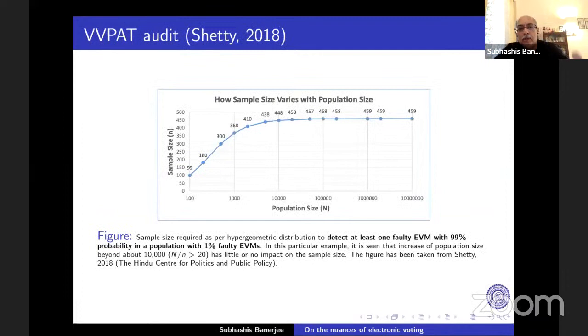Right. So amazingly, the Stark and Wagner paper was completely correctly interpreted and reported by an IAS officer called Ashok Varadhan Shetty, and he wrote an op-ed article in the Hindu Business Line in 2018, saying how to do the VVPAT audit. He didn't depose to our commission, but we took suo motu cognizance of his op-ed, and he was completely correct. He used the hypergeometric distribution, and he showed that if you assume that you have 1% faulty, hacked EVMs, then to detect at least one faulty EVM with 99% probability, you need to sample so many EVMs depending on the population size.